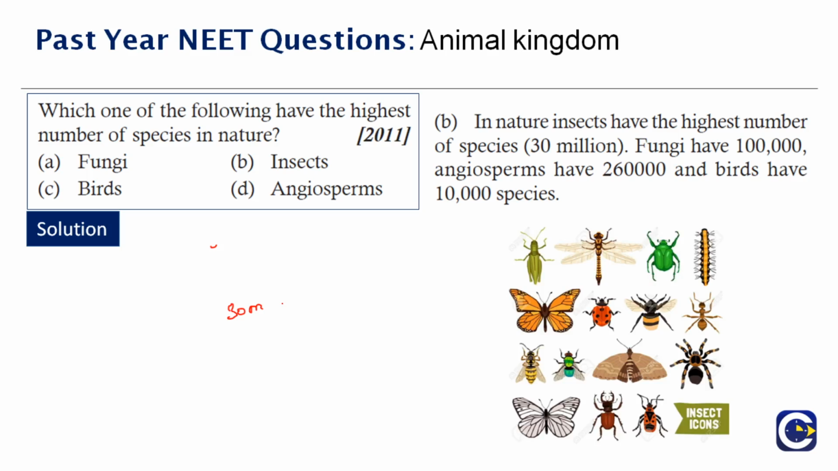So here you have a picture which depicts the different kinds of insects that you come across in your daily life. Butterflies, bees, all these come under insects. Fungi have only 1 lakh species, it seems. So which is the highest of all? Insects. Therefore, the correct answer is option B.